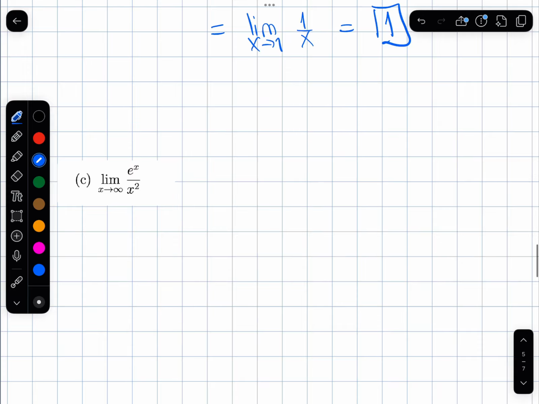Let's go one more. Now x is going to infinity. That doesn't matter. L'Hopital's rule still applies as long as I get infinity over infinity, or 0 over 0. Do I? This is e to the power of infinity. And again, this is not real math.